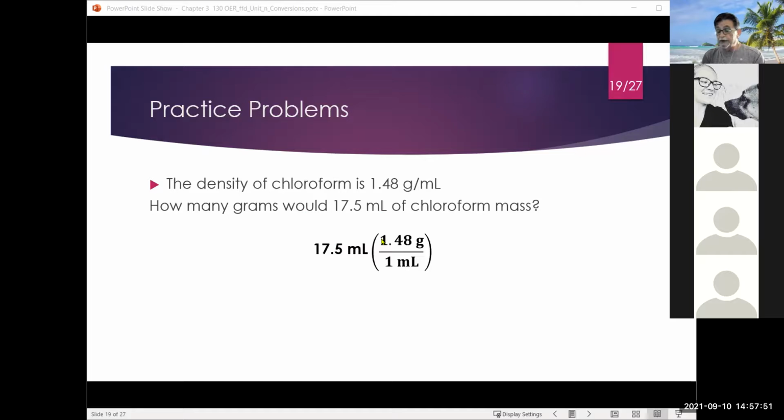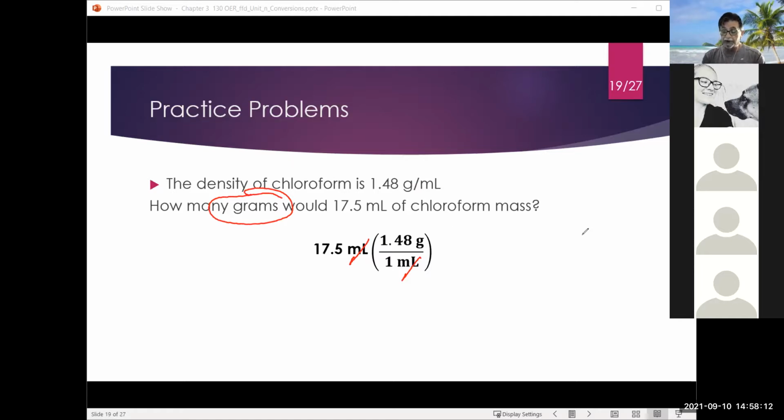And then you write down the density, set up with milliliters in the denominator. You see why it's set up like that with respect to the units, because the milliliters cancel out, right? And notice here, the question says how many grams? So your answer should only have units of grams.